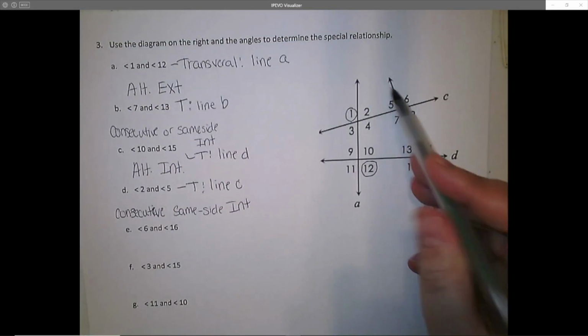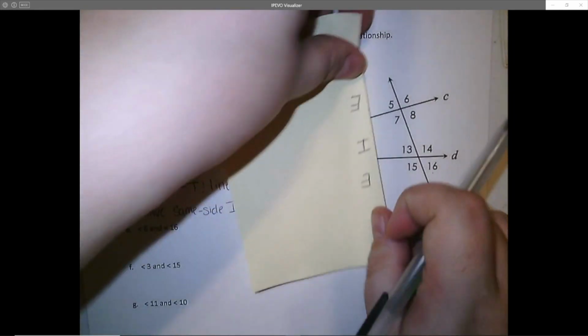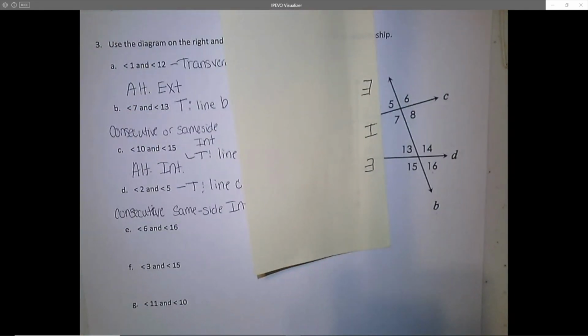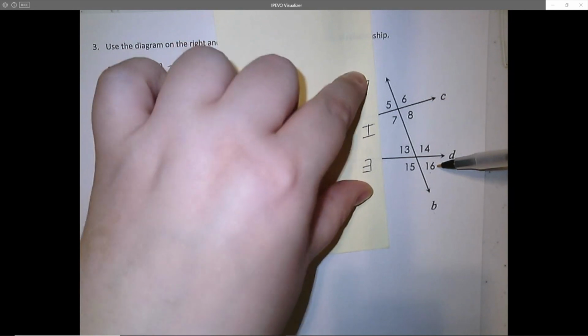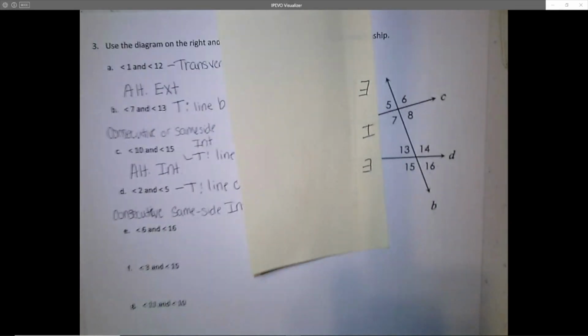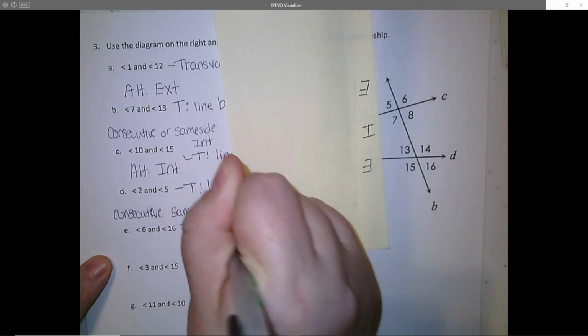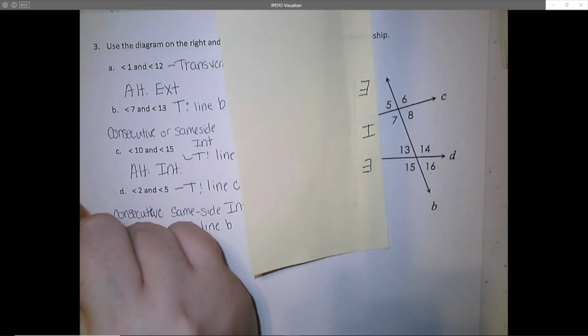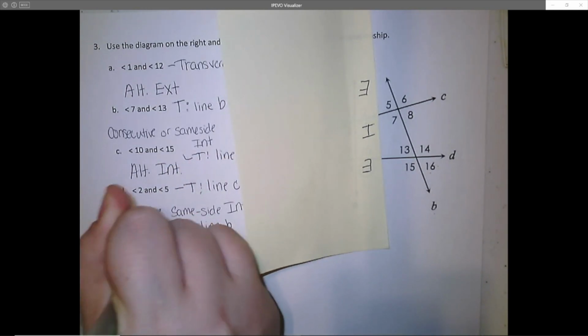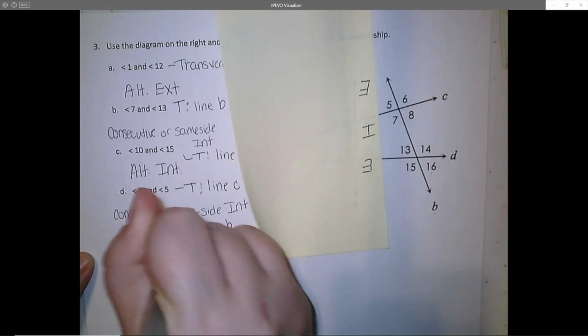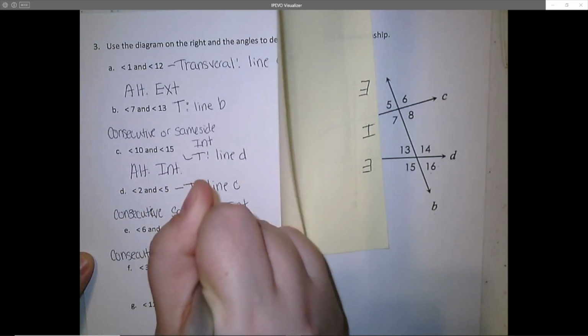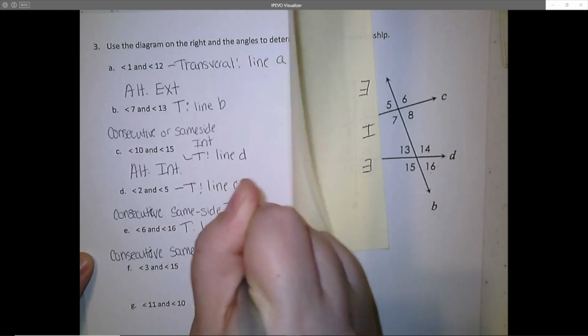6 and 16. They both sit on line B. B crosses over C and D. It doesn't cross over A, so I cover up A. 6 and 16 are both exterior, and they're both on the right-hand side of your transversal because my transversal was line B. So these are consecutive or same side exterior.